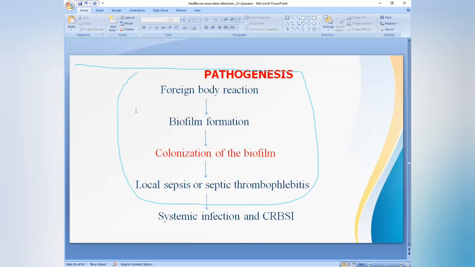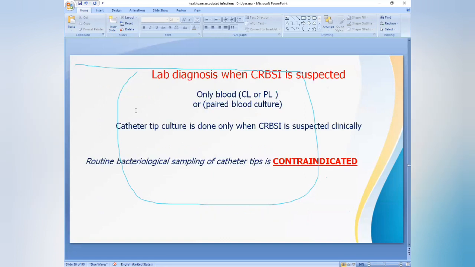As I've already said, because of the catheter related foreign body insertion, there can be a biofilm production. There is a colonization in the biofilm, leading to sepsis, thrombophlebitis, and leading to SIRS or the systemic infection in catheter-related bloodstream infection. So how do you diagnose the CRBSI?